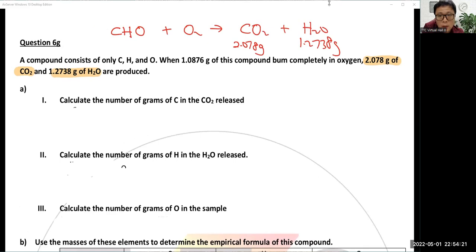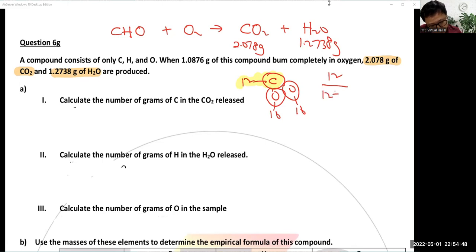Okay, so the main thing now is, see our carbon dioxide, right? This is 12. This is 16. This is 16. So if you look at the percentage of carbon in carbon dioxide gas, the percentage of carbon by mass is 12 divided by the carbon dioxide, which is 12 plus 2 times 16, equals 12 divided by 44. Means 44 is the total mass. Out of this 44, 12 is carbon.